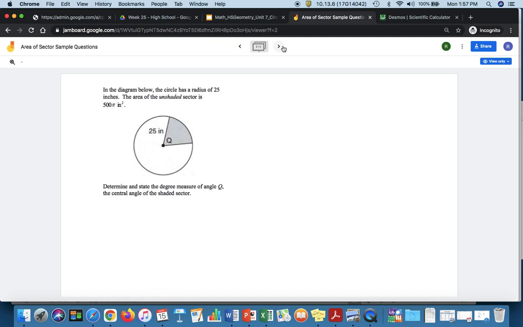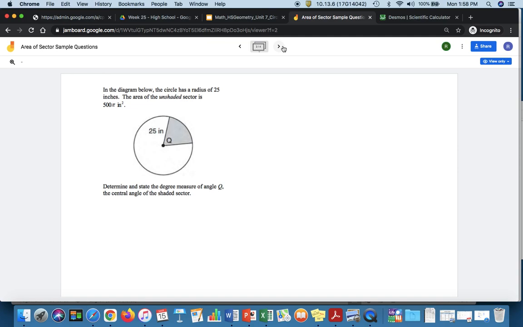Let's go into our last question. We're told in the diagram below, the circle has a radius of 25 inches. The area of the unshaded sector is 500 pi inches squared. Determine and state the degree measure of angle Q.